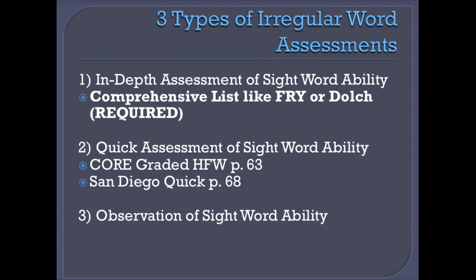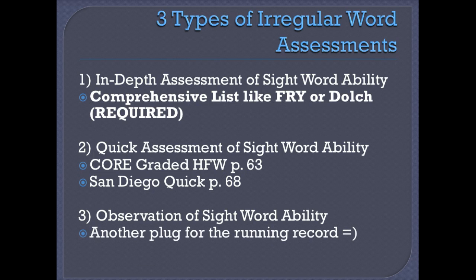And observation of sight word ability, which we always love because it's more in context. Like we said, like a running record, this can give you insight into the student's reading ability. And as mentioned before, the limitation of these is that they are in isolation, so it's always good to do a running record.